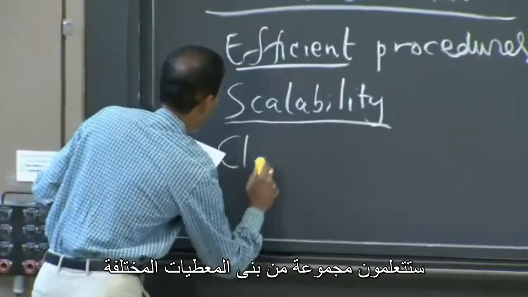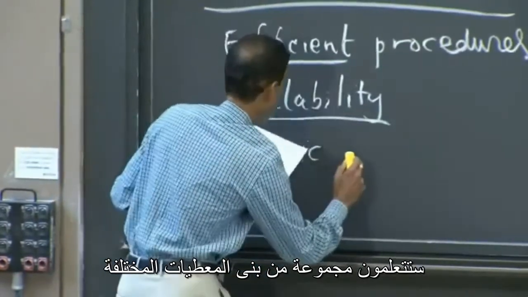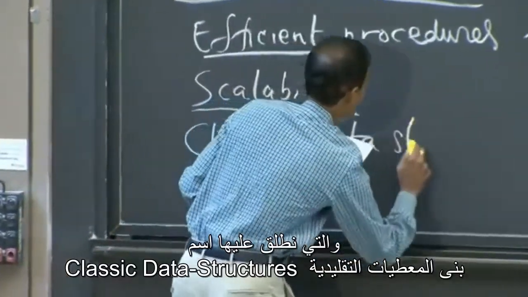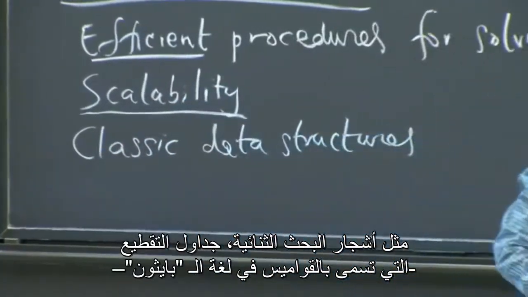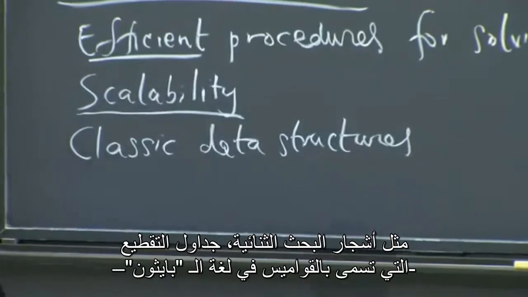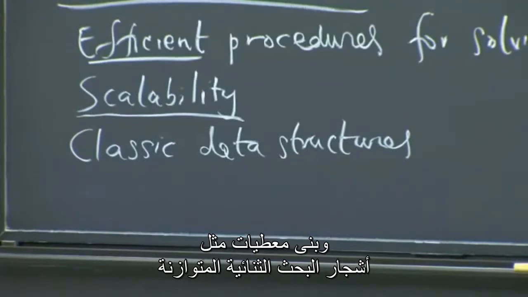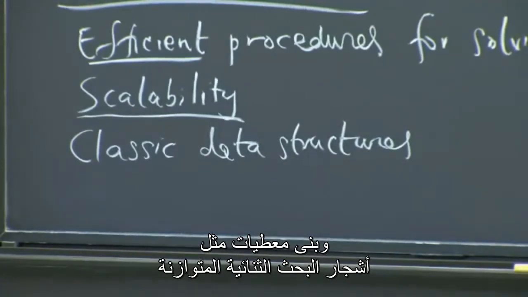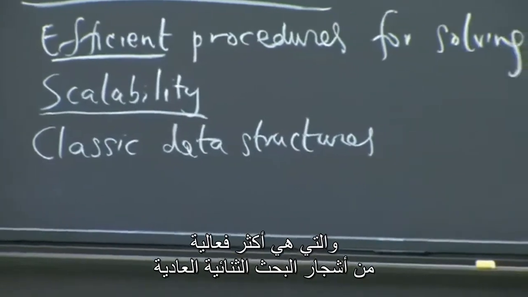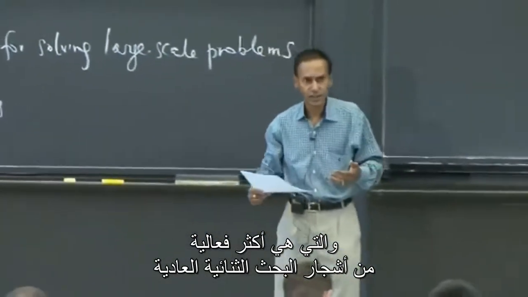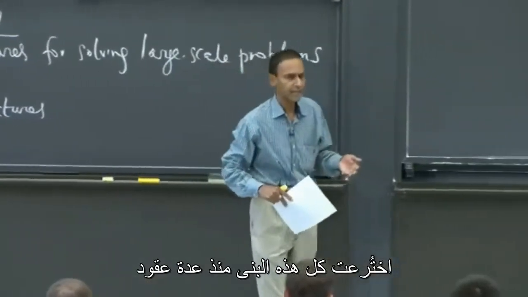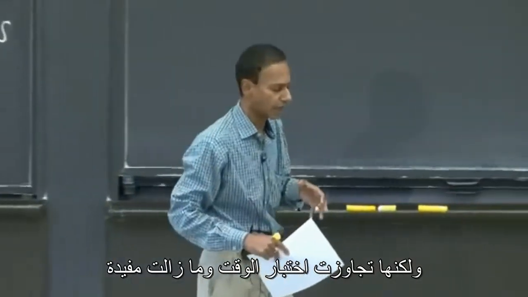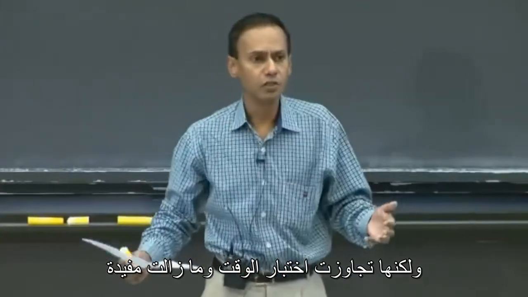You're going to learn a bunch of different data structures. We'll call them classic data structures, like binary search trees, hash tables that are called dictionaries in Python, and data structures such as balanced binary search trees that are more efficient than just the regular binary search trees. And these are all data structures that were invented many decades ago, but they've stood the test of time, and they continue to be useful.